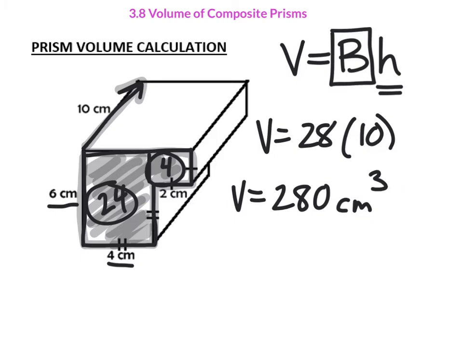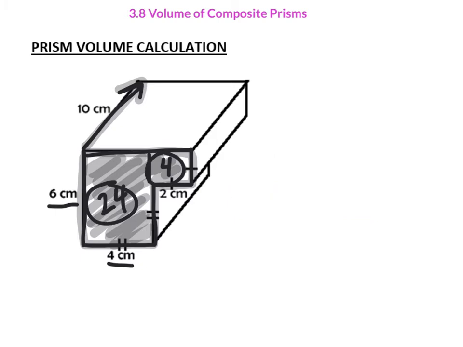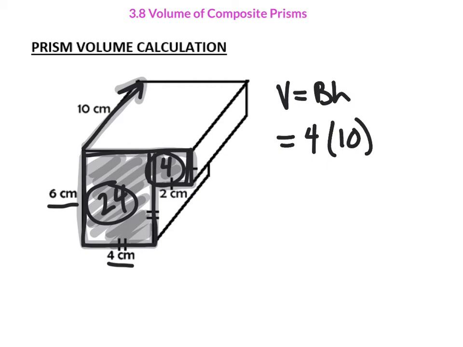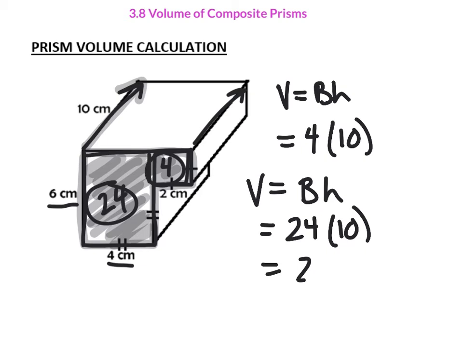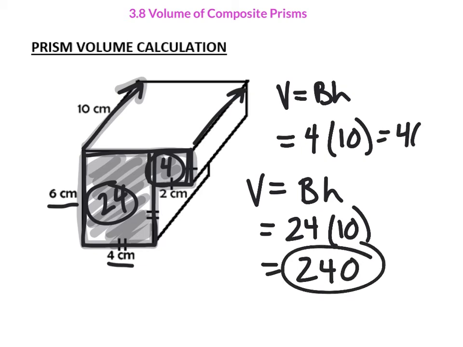Now, maybe, just for the sake of it, let's do it a different way. Let's do it as two pieces. So some might say it's the area of the base times the height. They would say, well, that's 4 times 10, right? And the other one is 24 times the 10, and that's 240. Guess what 240 and 40 make? 280. So either technique gets you to the same place.